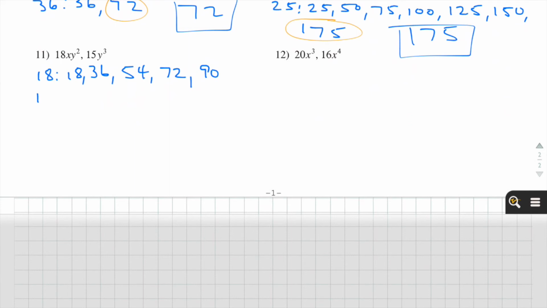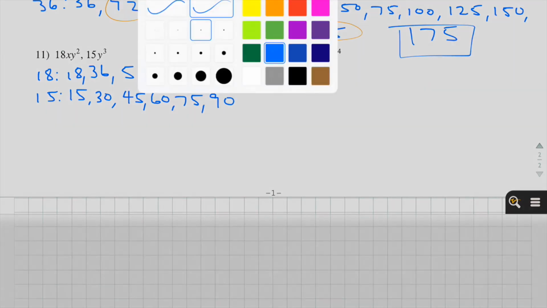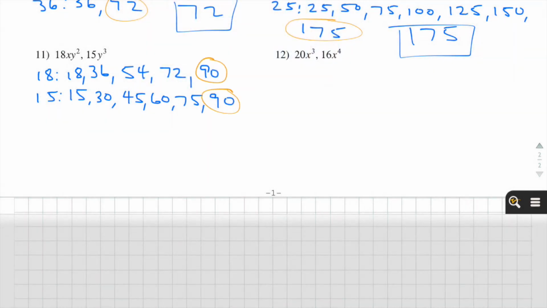So now let's look at the 15. We do 15, 30, 45, 60, 75, and 90. We can stop there because they already have the 90s. So we're done with that. Now let's look at the variables. So the 18xy squared has an x in it. The 15y cubed does not have an x in it.